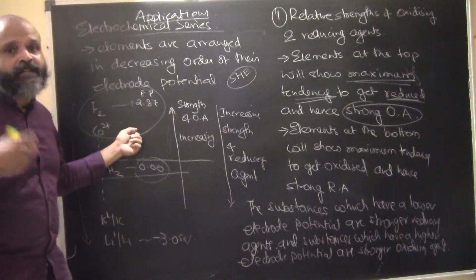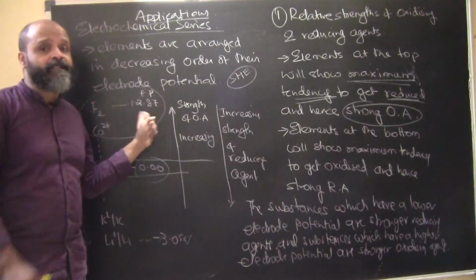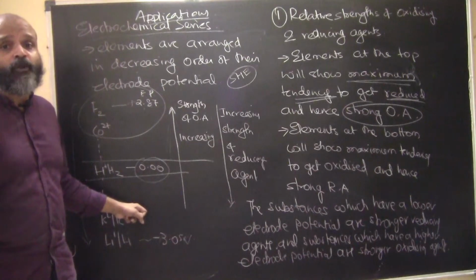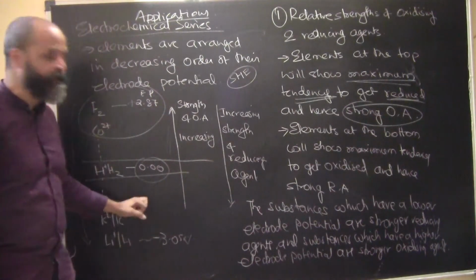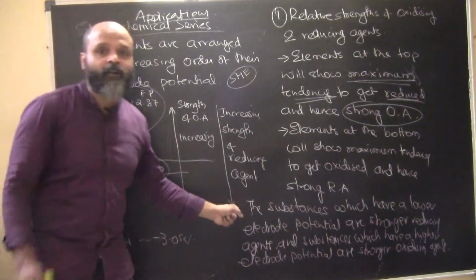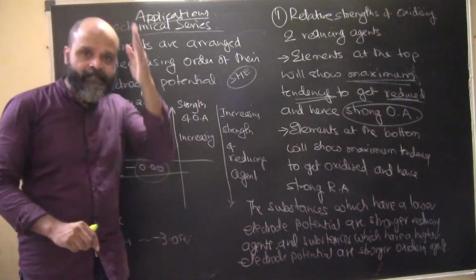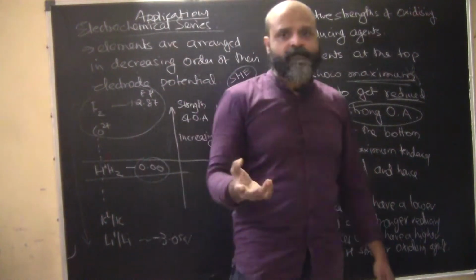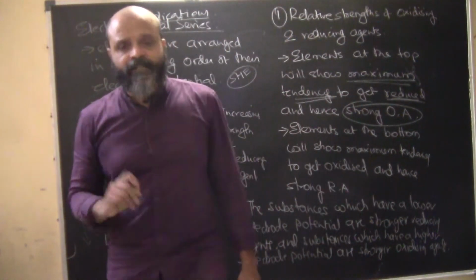They will be the ones which are accepting electrons, which means that they are getting reduced, which means that they are strong oxidizing agents. The others show a tendency to lose electrons, which means that they are getting oxidized, which means that they are good reducing agents. So just by looking at the order of the electrochemical series, we can predict which substances are going to act as oxidizing agents and which are going to act as reducing agents.